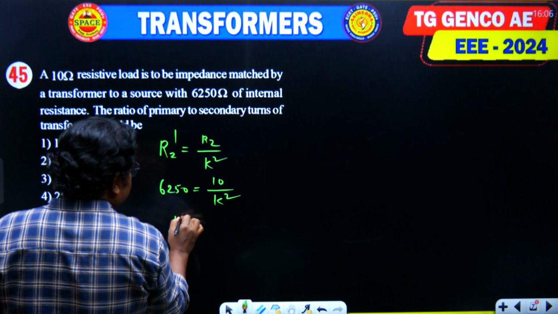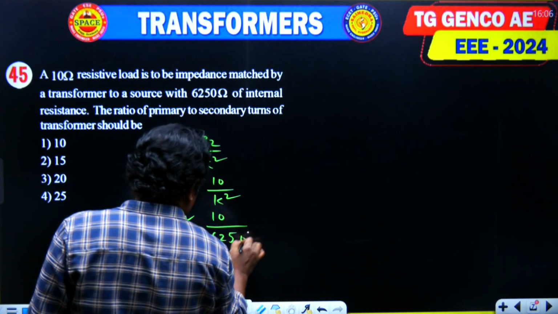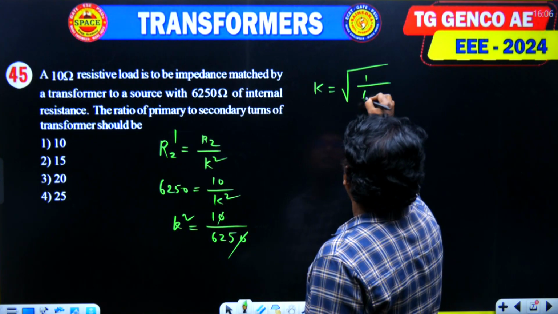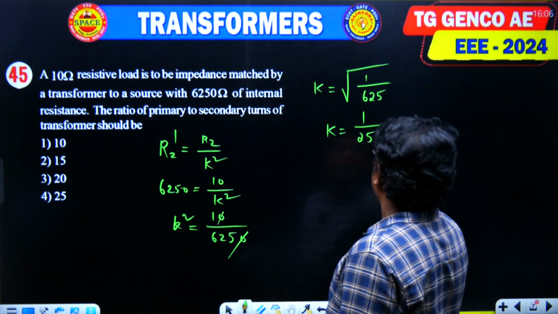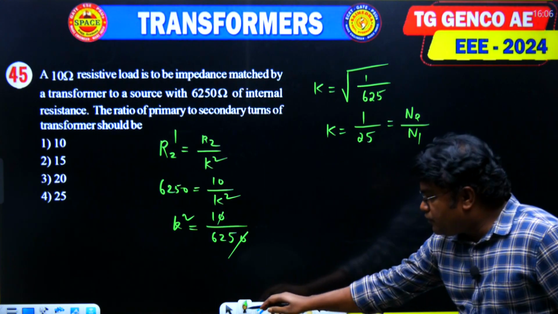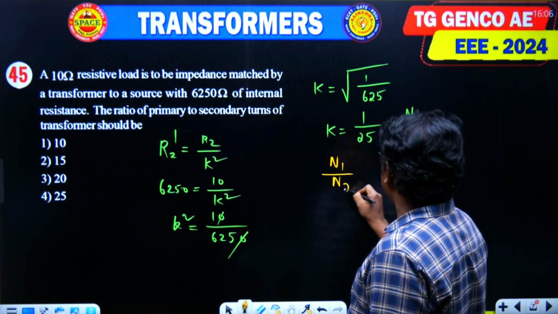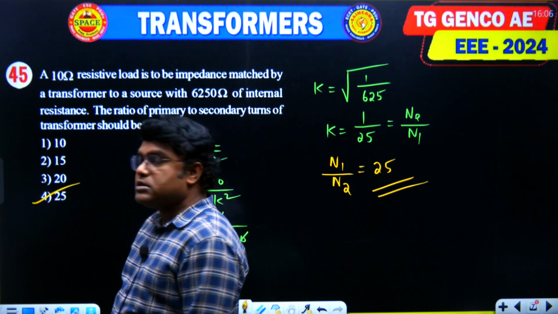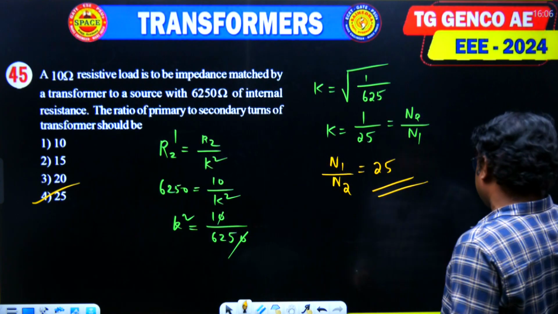So now simplify this. Here K square is equal to 10 by 6250, where K is equal to the square root of 1 by 625. Therefore K is equal to 1 by 25. K is the transformation ratio N2 by N1, but we required the ratio of N1 by N2. Therefore N1 by N2 is equal to 25. So the answer for this question, 25, is the right answer. Option 4 is correct.